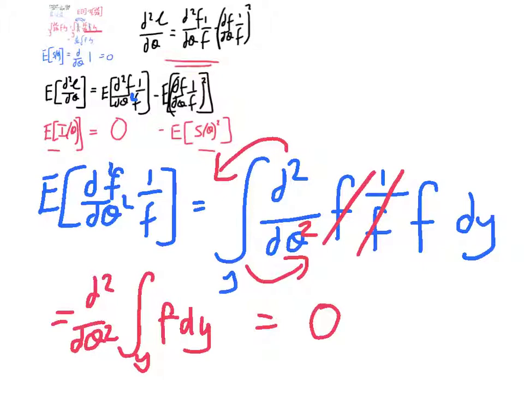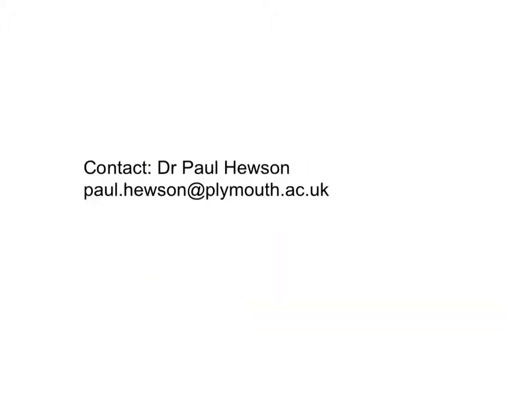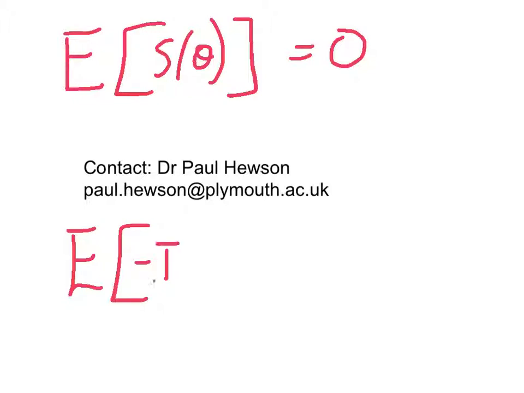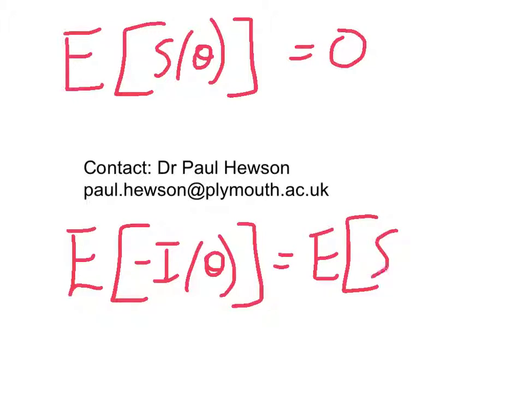So by finding that result, we've solved the original problem: the expected value of the score is equal to 0, and the expected value of minus the information is equal to the expected value of the score squared. These two results are very useful and crop up everywhere. We're specifically interested in them because they give us a couple of great properties for the exponential family distribution.